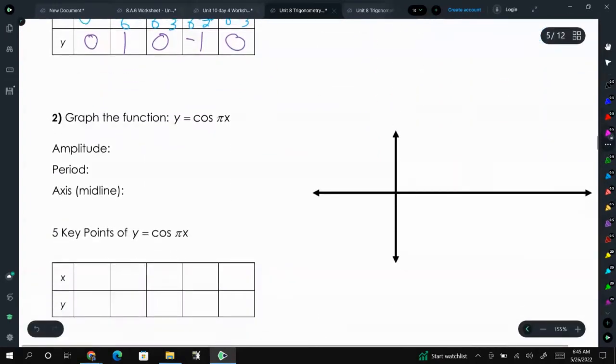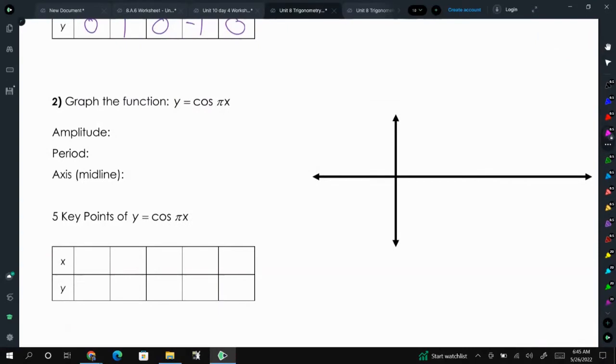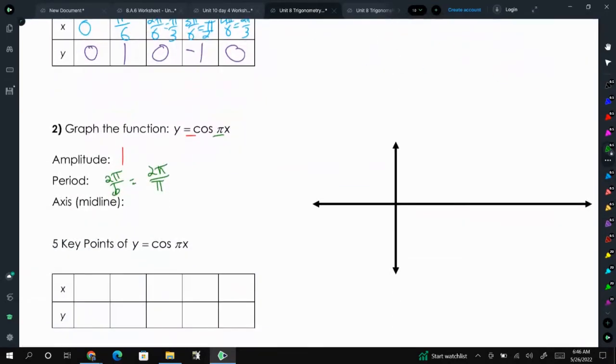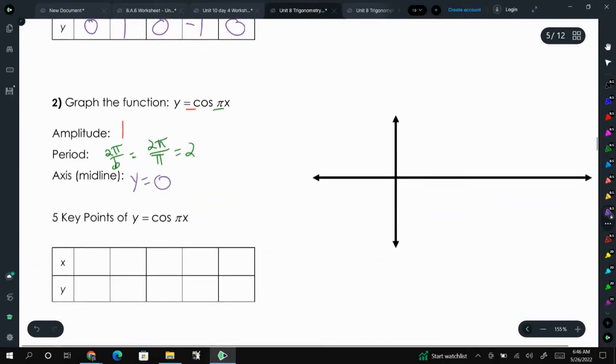All right, down here, graph the function y equals cosine pi of x. Amplitude, again, there's nothing in front, so amplitude is 1. Your period is 2 pi over b, or 2 pi over pi, and that's going to simplify just to 2. Midline. I know it might get annoying that our midline is always 0, but I just want us to get in the habit of looking for a number out here to tell us if we're being shifted up or down. That's going to adjust our midline.